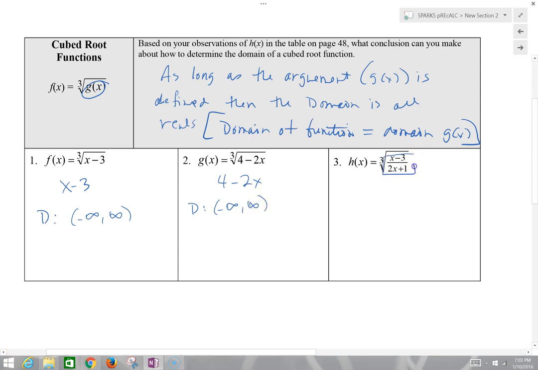Then we have to look at where is this one defined. It's defined everywhere as long as that is not equal to 0. 2x plus 1 equals 0. x equals negative 1/2. So the domain is negative infinity to negative 1/2, negative 1/2 to positive infinity.